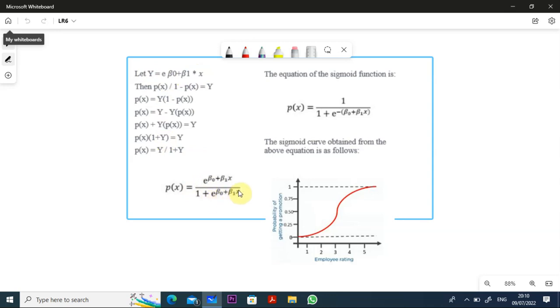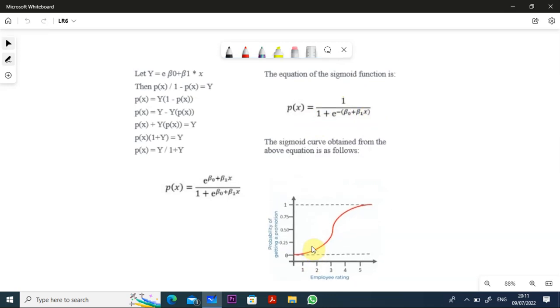Okay, so dividing the numerator and denominator by e to the power beta 0 plus beta 1 x, this becomes 1, and this becomes e to the power minus beta 0 plus beta 1 x, the same thing. Now the probability function px is equal to 1, now this is the sigmoid function. The sigmoid function is equal to 1 divided by 1 plus e to the power minus y, or 1 divided by 1 plus e to the power minus beta 0 plus beta 1 x. Okay, if we plot the same function, you will get a function like this.